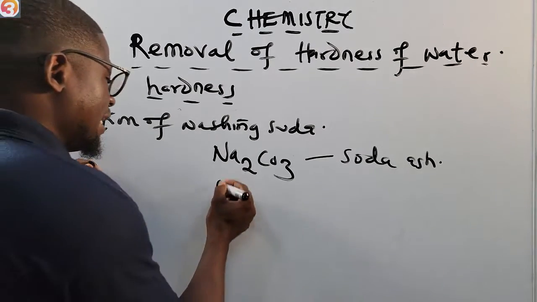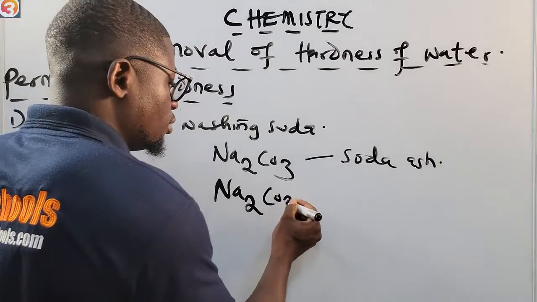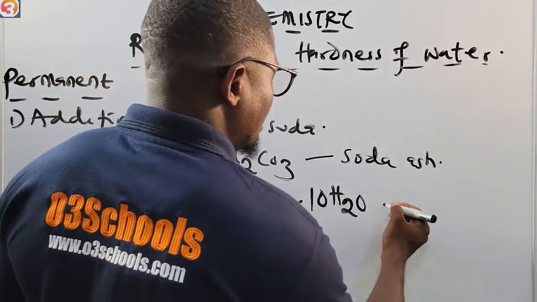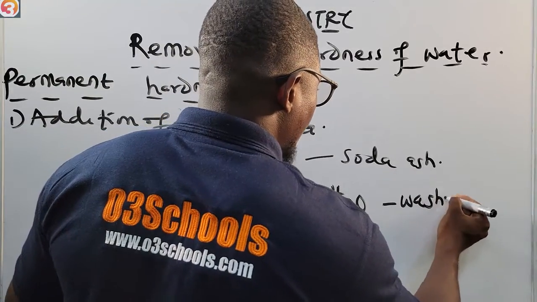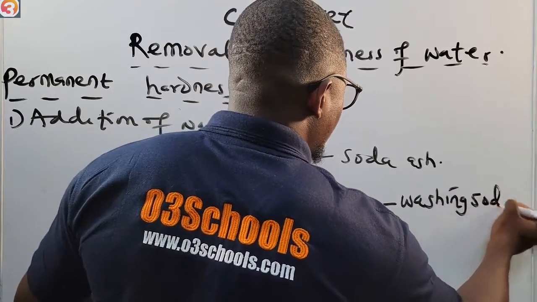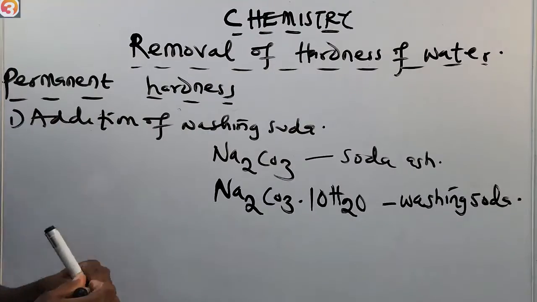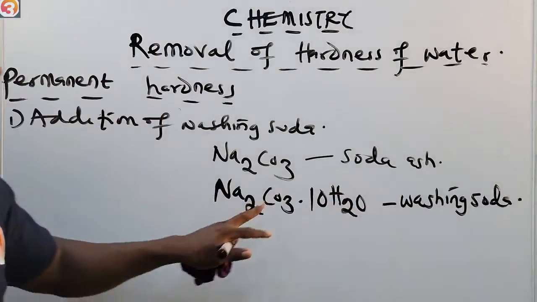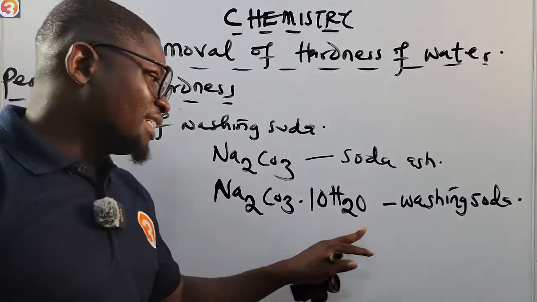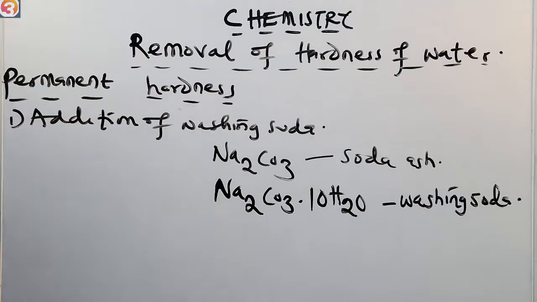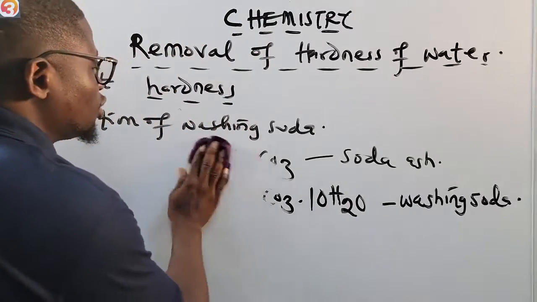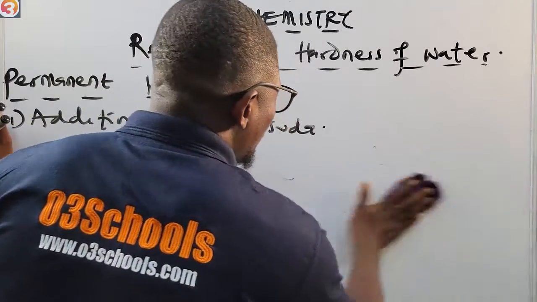Na2CO3.10H2O is washing soda. Please take note of that. Na2CO3 like that is just soda ash, but Na2CO3.10H2O is washing soda. So addition of washing soda is a method for removing permanent hardness.